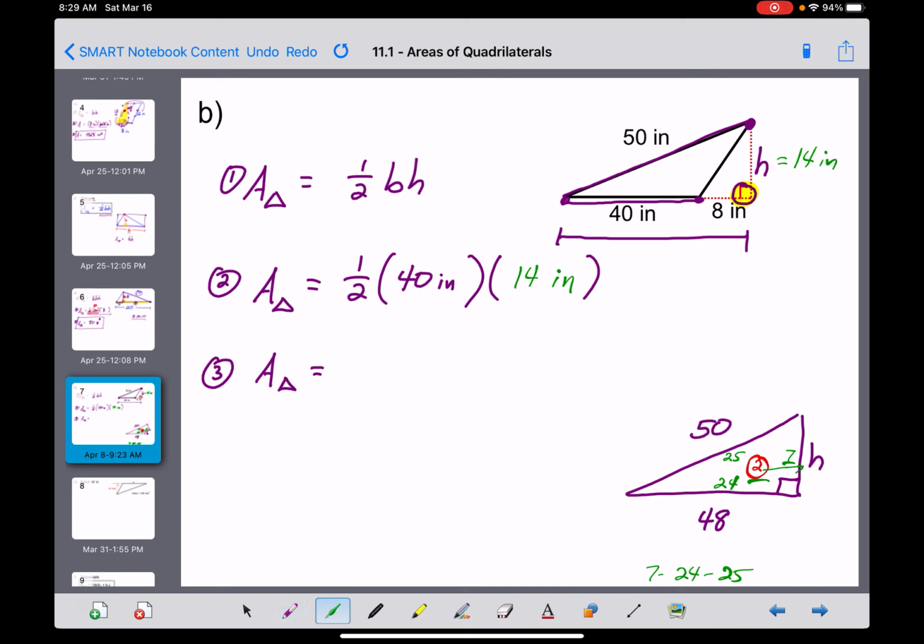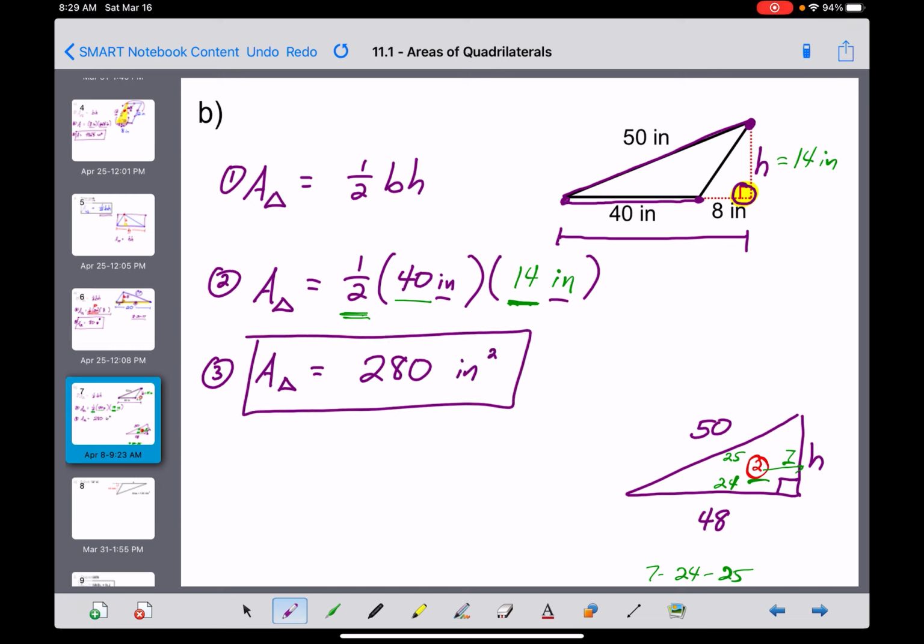This time, what I think I might do is multiply the 1/2 and the 14 together. You can multiply 3 numbers in any order that you want. Half of 14 is 7. And 7 times 40, well, 7 times 4 is 28. Stick a 0 on the end, 280. Inches times inches, that's going to get us square inches. And that's our answer here for example 2b.